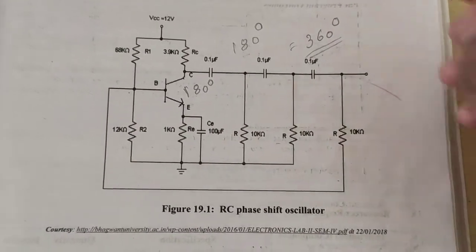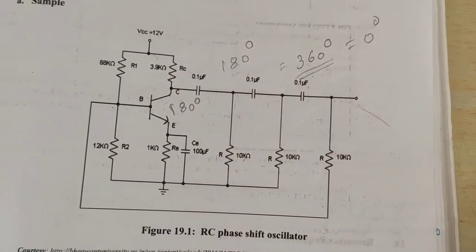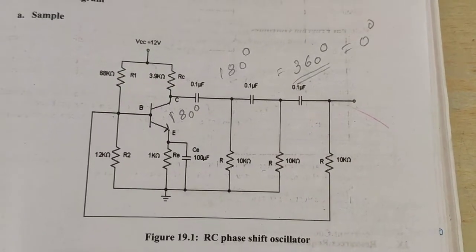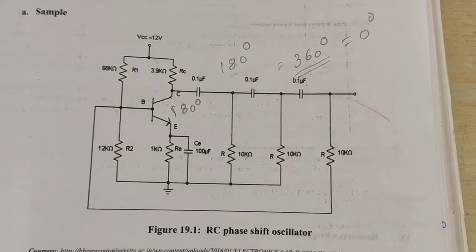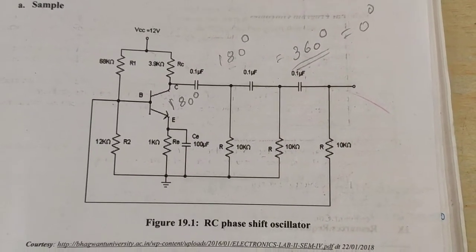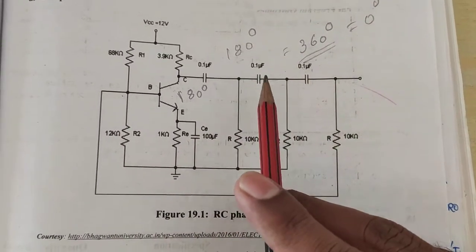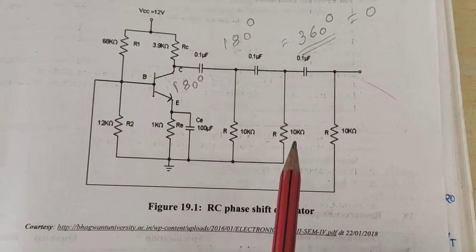When you have 360, that is 0 degree phase shift between input and output, and you make the product of the feedback fraction and the voltage gain equal to 1, then you will get a sustained oscillation. Here the capacitors we are using are 0.1 microfarad and the resistors are of 10 kilo ohm.